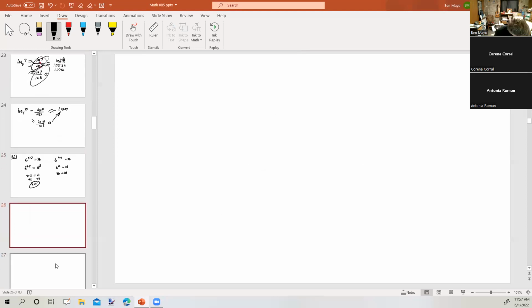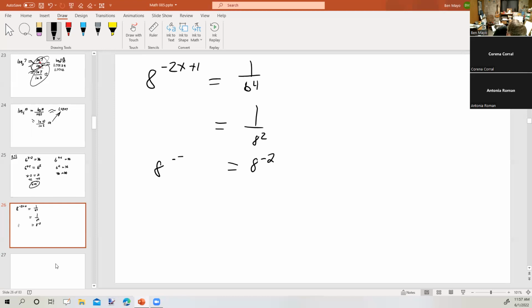Let's see here. How about this one? 8 to the negative 2x plus 1 power equals 1 over 64. I could take 1 over 64 and write it as 1 over 8 squared and write it as 8 to the negative 2 power. So the goal is to have the same base on both sides. So 8 to the negative 2x plus 1 equals 8 to the negative 2 power. Therefore, negative 2x plus 1 equals negative 2. Solve for x. Again, you see what I'm doing there? I'm getting it so we have the same base.